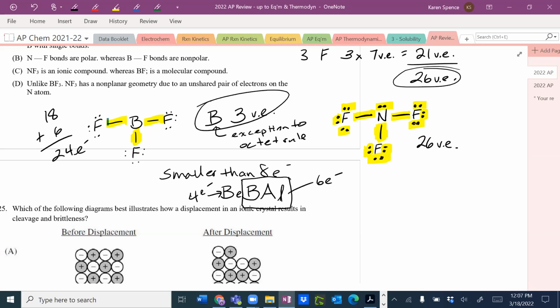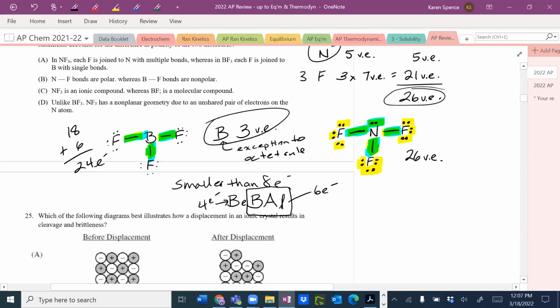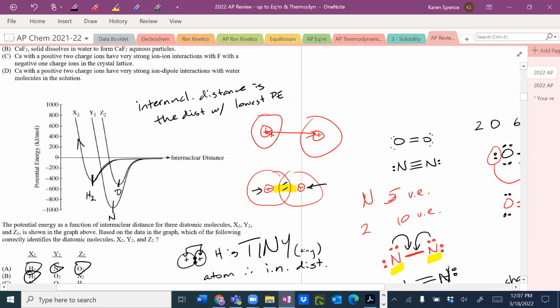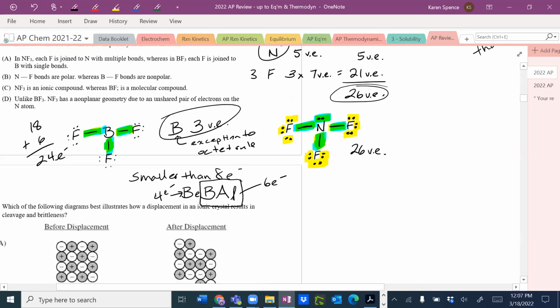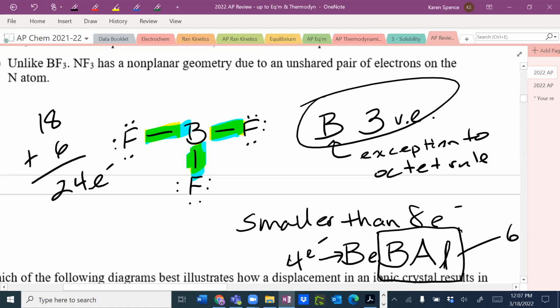How many areas around boron where electrons live? 3. 1, 2, 3. And how many around nitrogen? 4. 1, 2, 3, 4. So we're going to have a different geometry. And what it means is that if we have 3 electron domains, we are going to arrange those so that the electron domains are as far apart as possible.